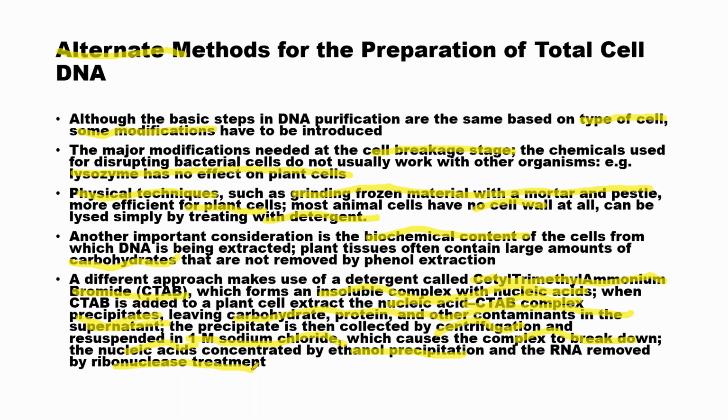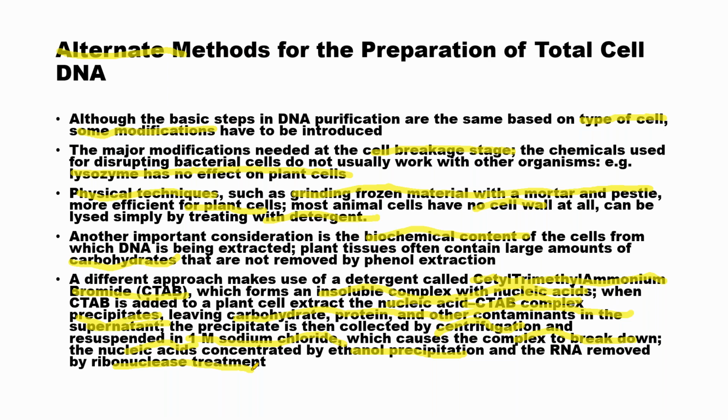CTAB will combine with the nucleic acids of plant cells to form an insoluble CTAB nucleic acid complex, which will be precipitated out. As a result, all other components or contaminants, such as carbohydrate and protein, everything will remain within the supernatant.